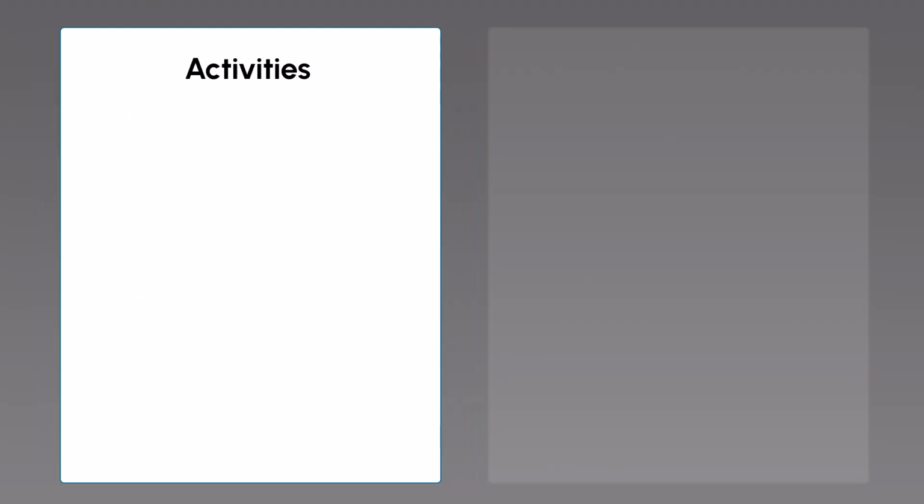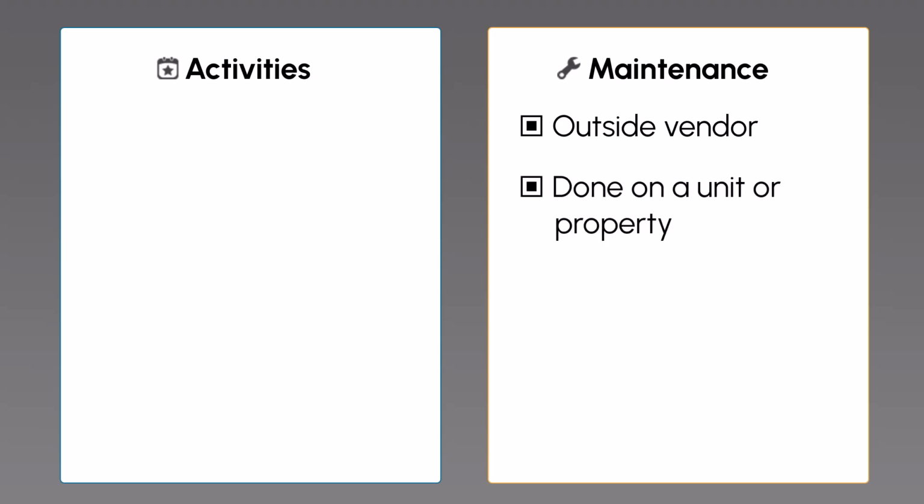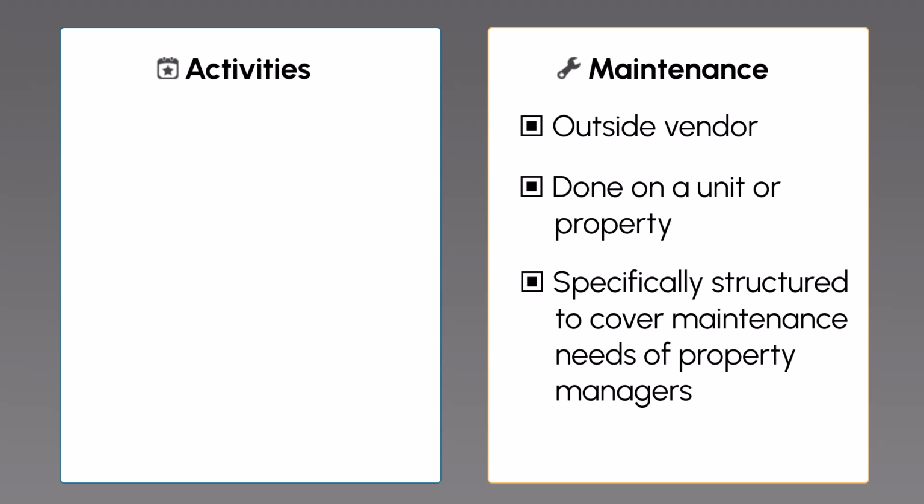Activities have a close cousin in maintenance, but they are different. With maintenance, things typically happen with an outside vendor, or someone acting in the role of a vendor, and they're limited to work done on units and properties. Maintenance has specific structures and options that are finely tuned to the maintenance obligations of a property manager. You can learn more about maintenance in other resources.